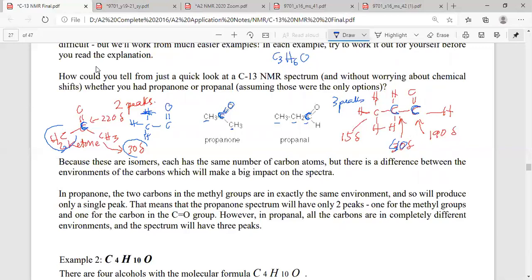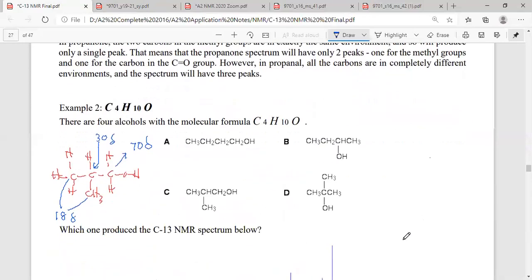Because this is not an H, it's a C. Right now. Okay. So here you can see it's 40, and of course this one is CH3. This one is a C here, 0 to 50 or 15. It all depends on that. Okay. So the 3 peaks here. Got it? Okay. Next one.